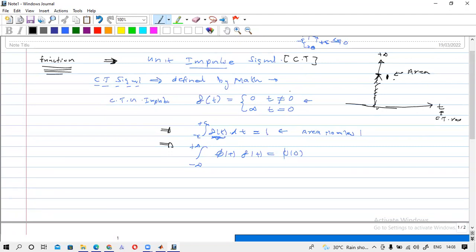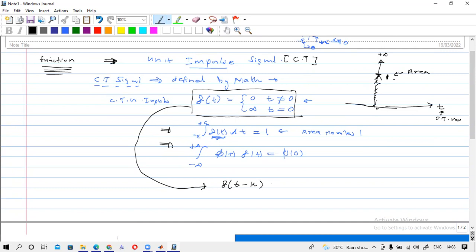So this is the definition or expression for the unit impulse function in continuous time. Okay, continuous time. And you also have a definition for the shifted unit impulse function. It is like this. It will be 0 when t is not equal to k, but infinity when t is equal to k. Okay, so it looks like this.